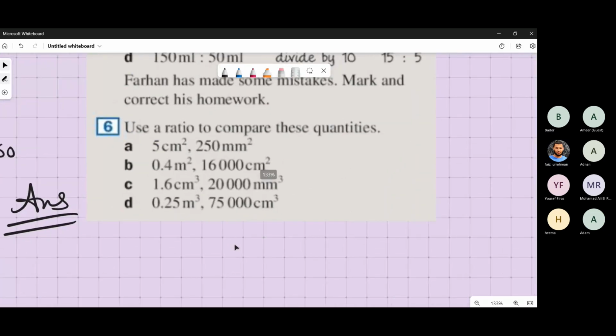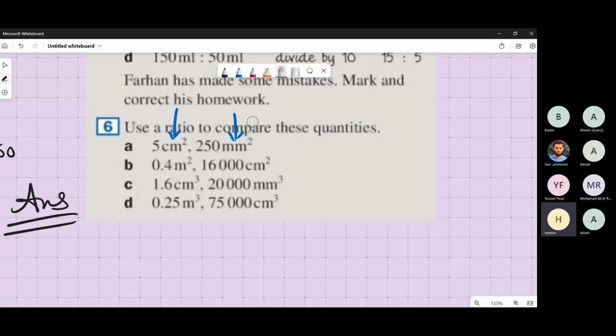Now we have squares and we have to simplify these things. Please, everyone, pay attention. Can we start simplifying like this, 5 and 50? No, mister. They need to be the same unit. Exactly. Because this is centimeter square and this is mm square.